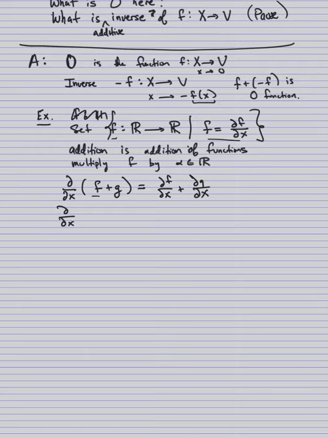Same thing if I take the derivative of alpha f of x. This is just alpha times the derivative of f. So if f is equal to its derivative and I multiply by a real number, this will still satisfy this property. Okay? So in fact, the key thing here is that the derivative is a linear transformation.